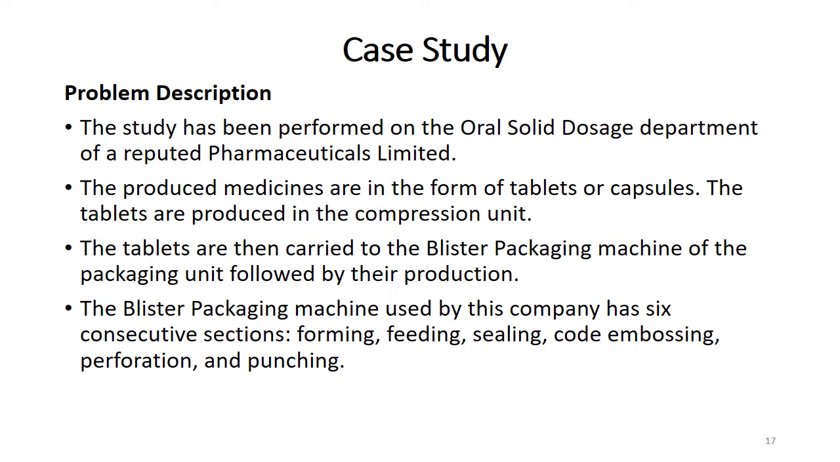Now the problem description of our case study. The study was performed on the packaging unit of a reputed pharmaceuticals company. The produced medicines are in the form of tablets or capsules. After producing the tablets, they are carried to the blister packaging machine. The blister packaging machine is composed of 6 sections: forming, feeding, sealing, code embossing, perforation, and punching.